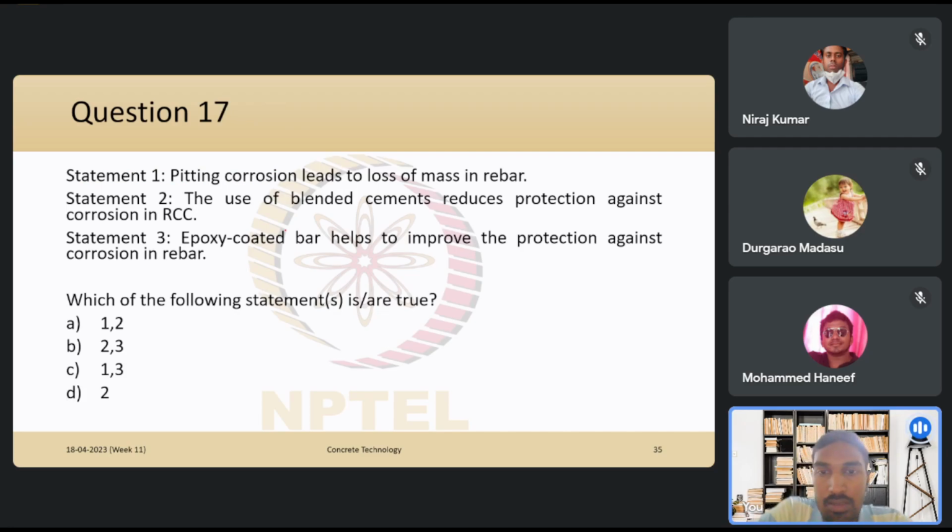Okay, question 17. We are given three statements and we have to pick which of these are true. The first statement is that pitting corrosion leads to loss of mass in rebar. Statement 2 is the use of blended cements reduces protection against corrosion in RCC. And statement 3 is the epoxy coated bar helps to improve the protection against corrosion in the rebar. The options are 1 and 2 are true, 2 and 3, 1 and 3, and 2.